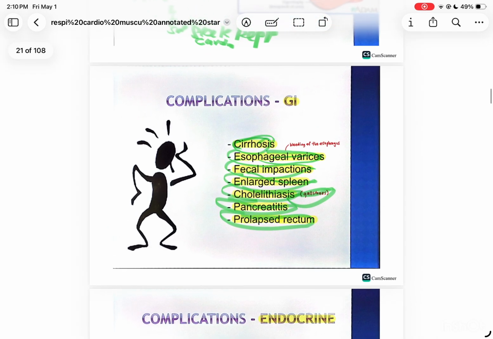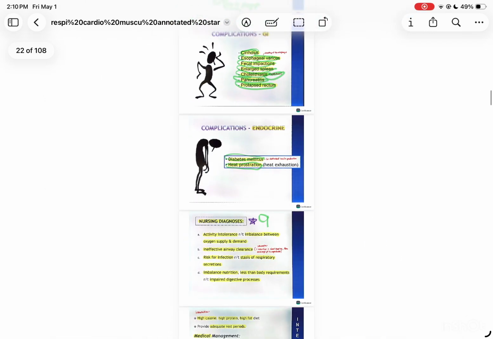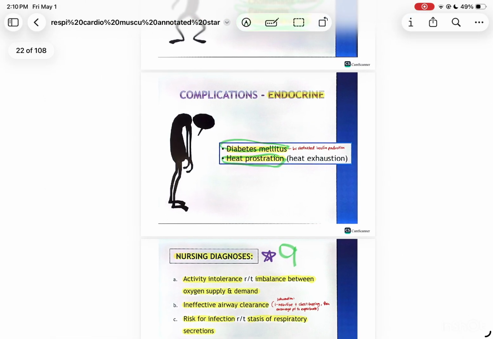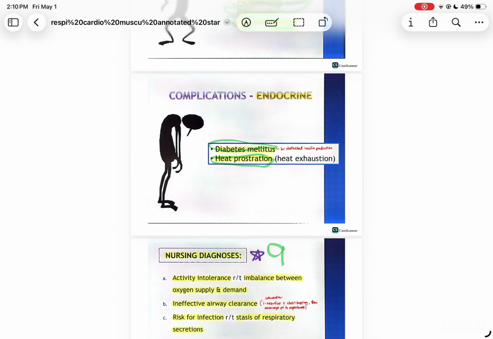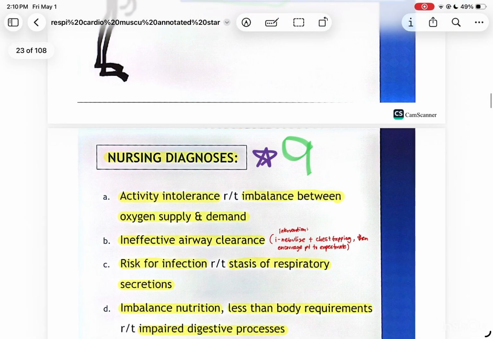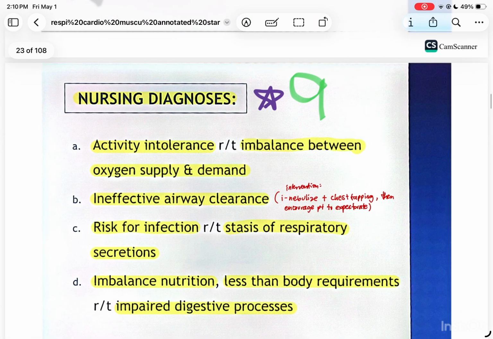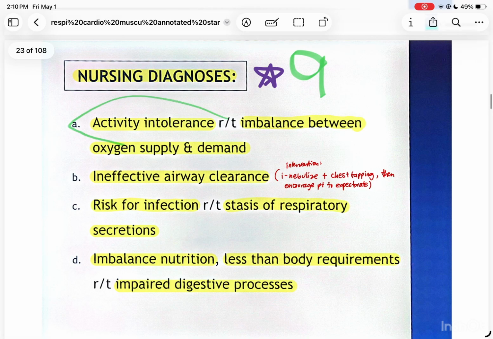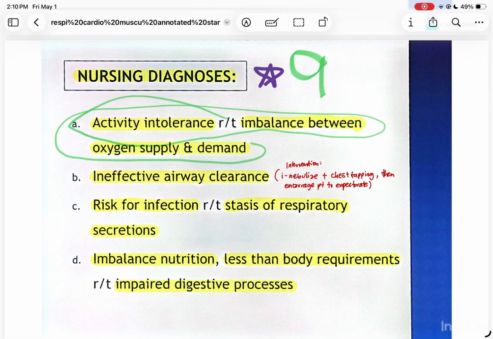Endocrine complications, we have diabetes mellitus, heat prostration, heat exhaustion. So, daghan jud kay siya kay apil pa sa magka-cause pod siya cirrhosis sa GI. Dayon endocrine pa jud magka-diabetes siya and heat prostration or heat exhaustion. Oh my god, nagka-heat prostration siya. So, comment down below if I will ask you what does heat prostration mean.